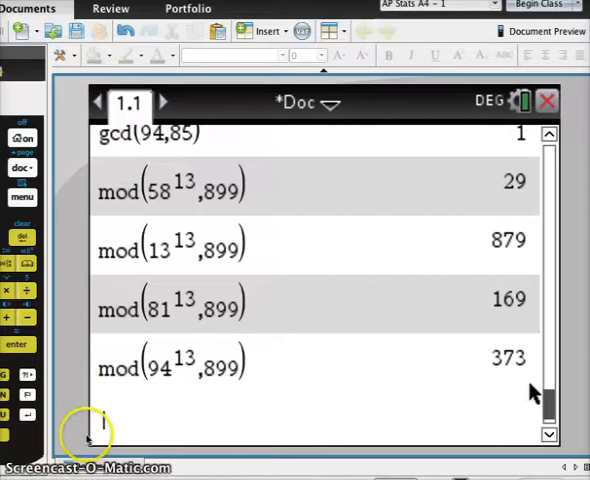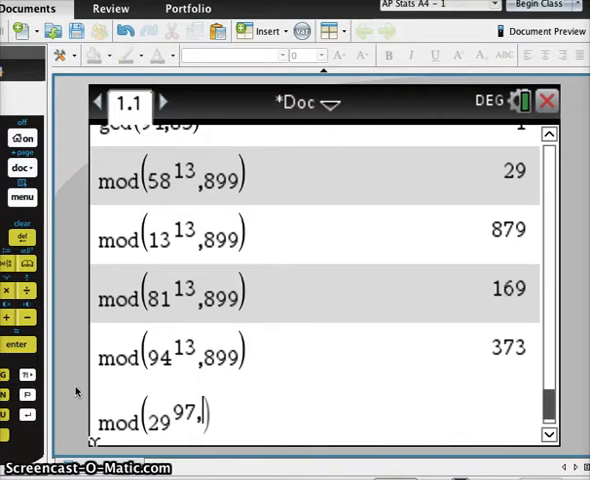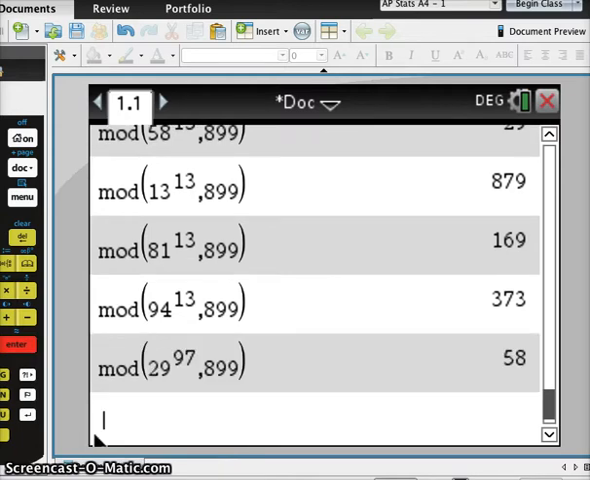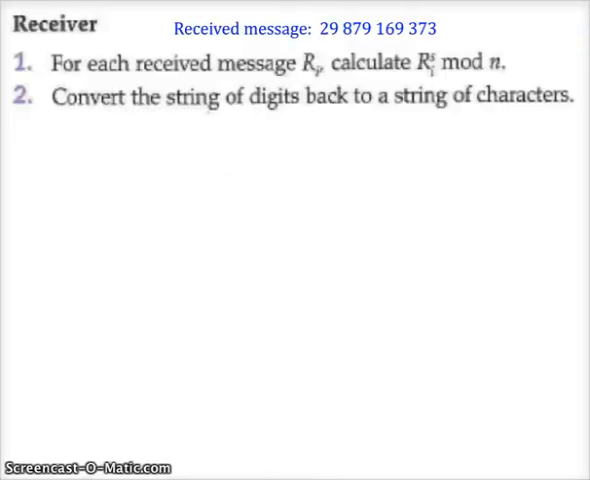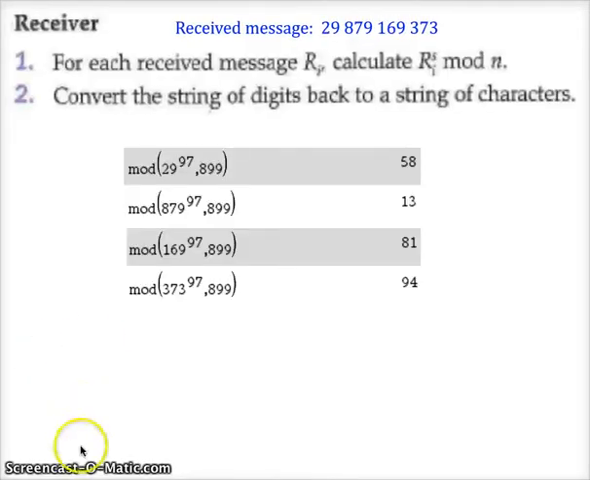So let's do that. 29, that's what we're doing now, 29 to the 97th power, mod 899. And guess what? That should, what did I do? Oh, I'm still in the exponent. I was getting excited. That should come out as the original 58. Did it work? Did it work? Oh, good, it did. It came out as the original 58. Okay, I'll do the rest of those and copy paste those in. And oh, great. So this is the message that the receiver received.